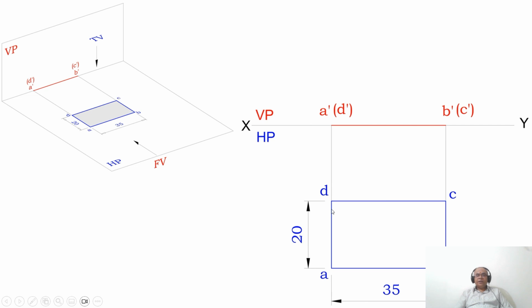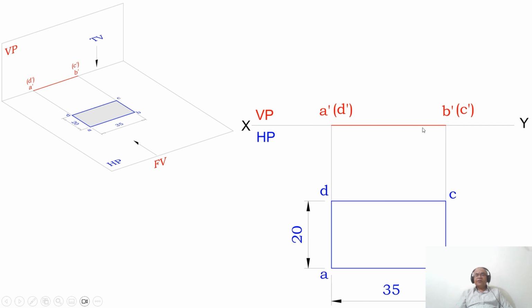Then draw vertical projectors from A and D to the XY line, similarly from B and C to the XY line. As we look from the front view, AB is near to the observer. So, A dash B dash is visible and C and D are away from the observer. Therefore, C dash D dash is invisible, so it is kept in brackets. Then join A dash to B dash with a dark line. This is how you will be able to draw the initial position of the lamina in the front view as well as in the top view.